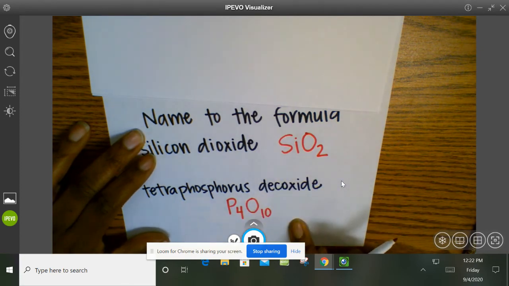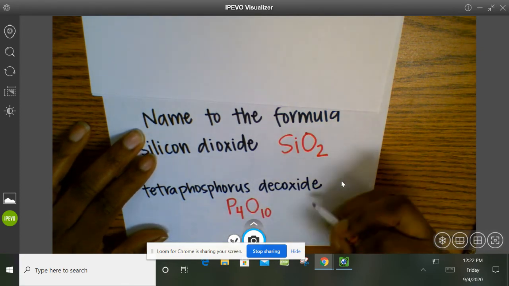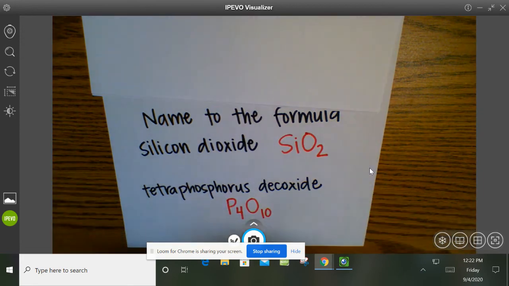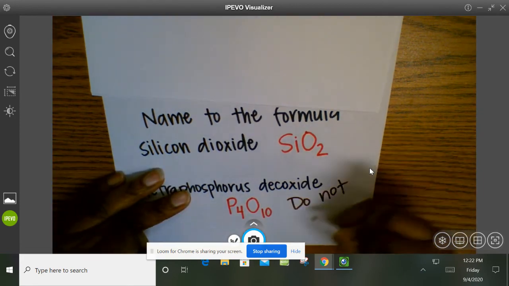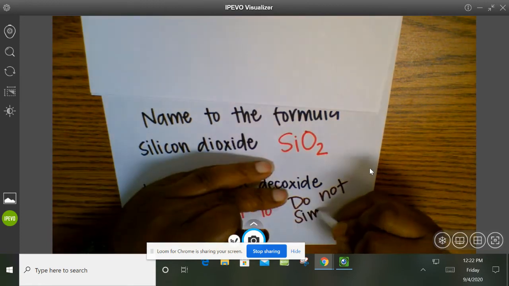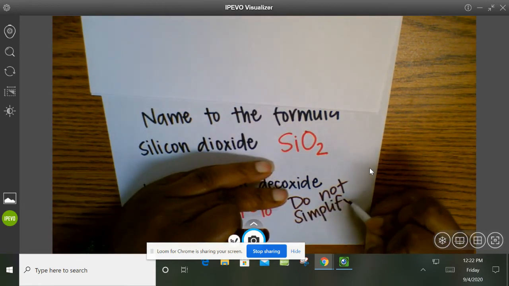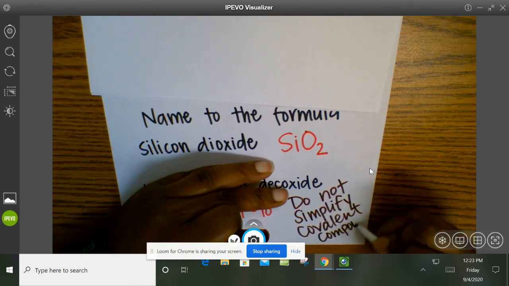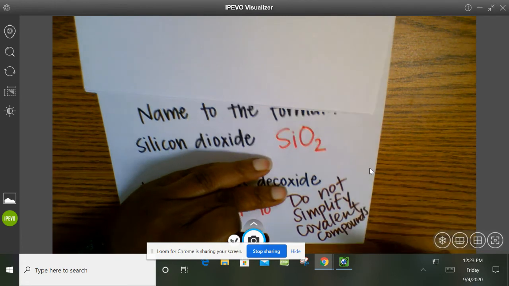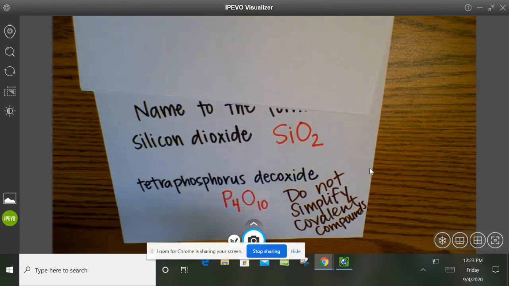For covalent compounds, you do not simplify. All right, you leave it as is. So do not simplify. Okay, do not simplify covalent compounds.